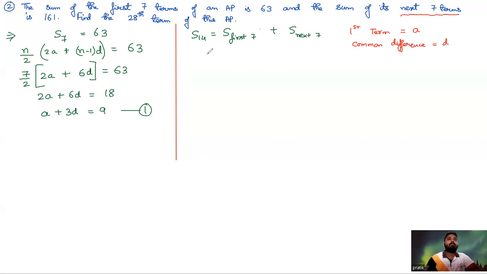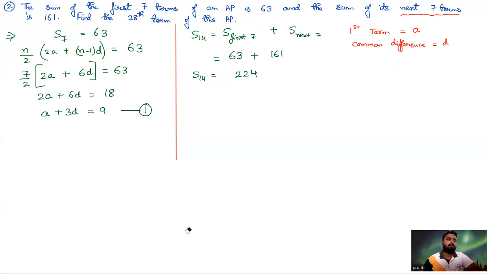So when I have S of 14 terms, the first 7 terms is how much? 63. What is the sum of the next 7 terms? 161. So totally I get S of 14, which is 3 plus 1 is 4, 6 plus 6 is 12, 1 plus carry over, 224. This is my sum of the first 14 terms. Let's say there's an AP. Just consider an AP as A, B, C, D, and it goes on. Let's say there are 7 terms.